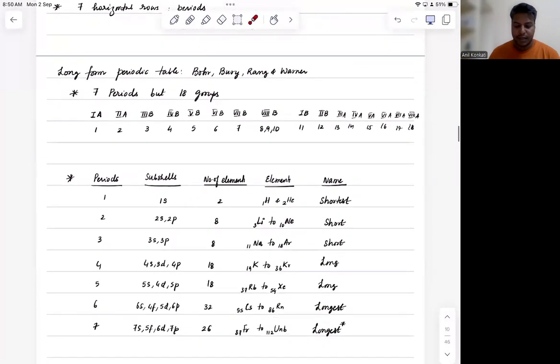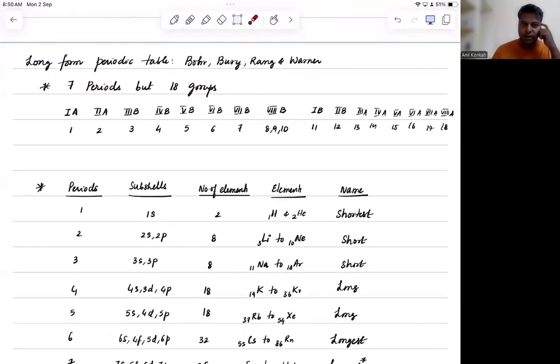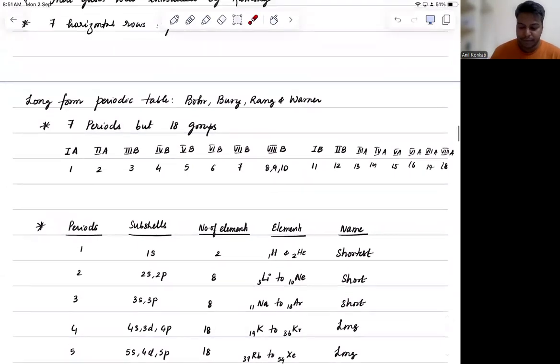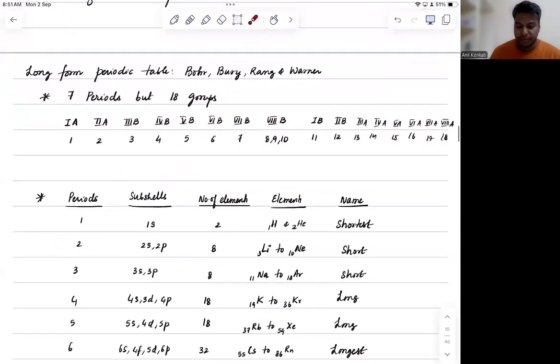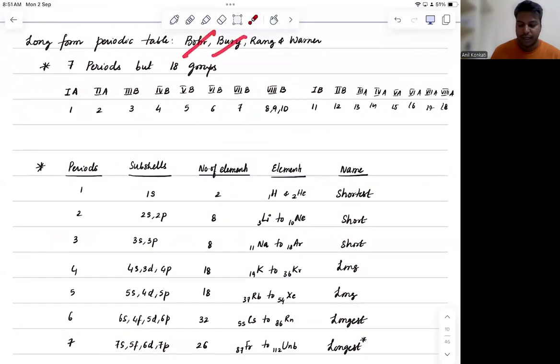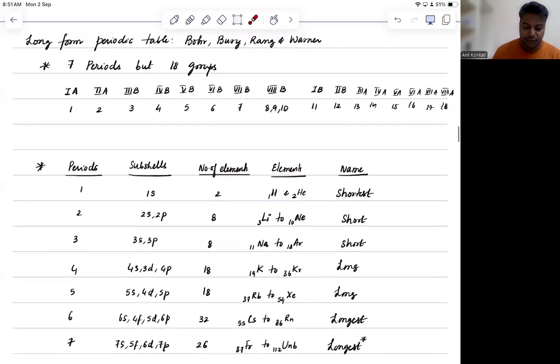Next, if you notice the long form periodic table, this long form was completely made by Bohr, Bury, Rang, and Werner. Okay. And they finally suggested it as 7 periods, but with 18 groups. The 18 groups include 1A, 2A, 3B, 4B, 5B, 6B, 7B, and 8B.